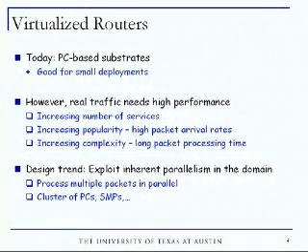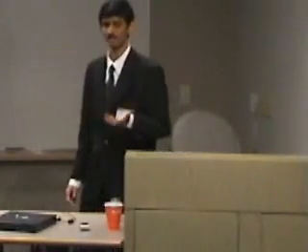Currently, these virtualized routers are PCs, and they're good for small deployments. In order to support real user traffic and really address this internet ossification problem, we need high-performance virtualized routers as opposed to just PCs. This is because the number of services that we are supporting is increasing. The popularity of the services is also increasing, which means more and more packets have to be processed per second. And the complexity of services is also increasing. That means the amount of time you're spending to process each packet is increasing.